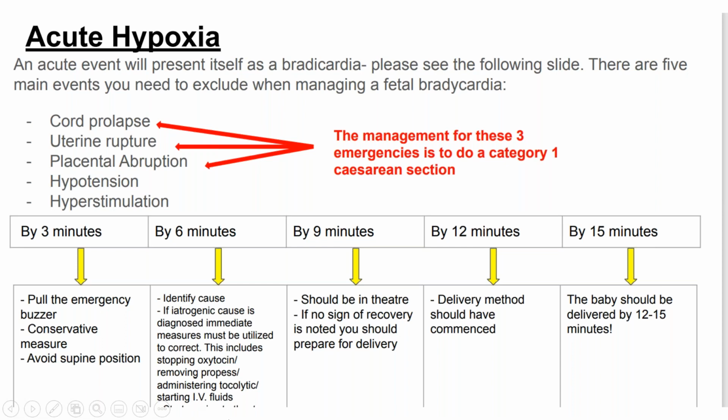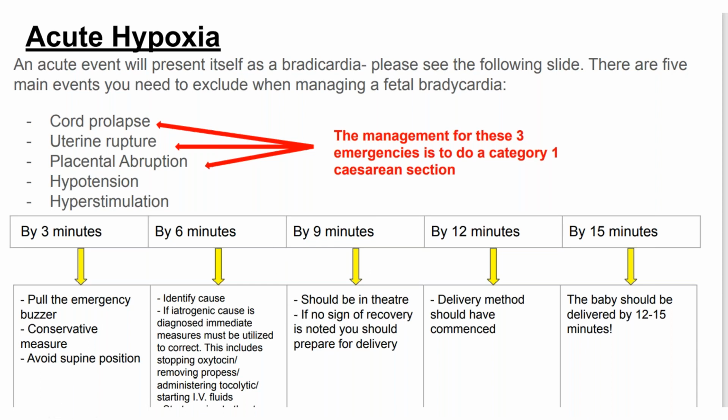You can administer the tocolytics. You can start the IV fluids. So if you see any acute event over there, you can correct it. Like you can stop the syntocinon, you can remove the prolapse, you can give her tocolytics if there's hyperstimulation, or you can give her some fluids. That's 6 minutes gone. By the 9 minutes, you have to move to the theater.